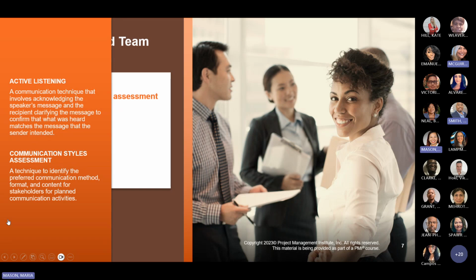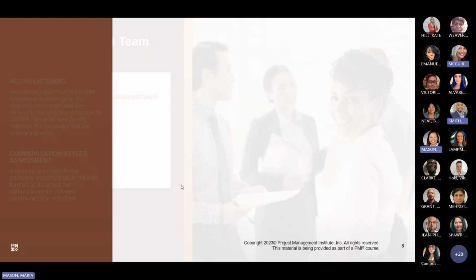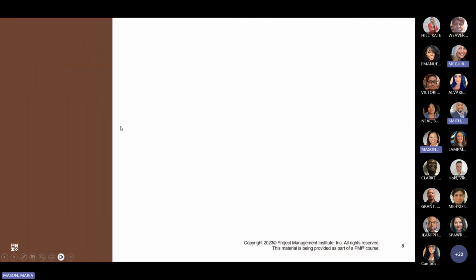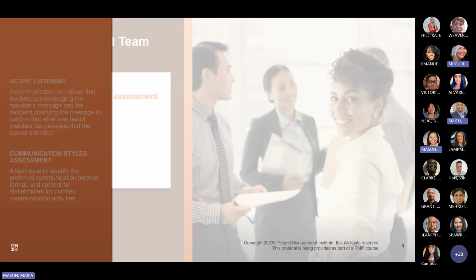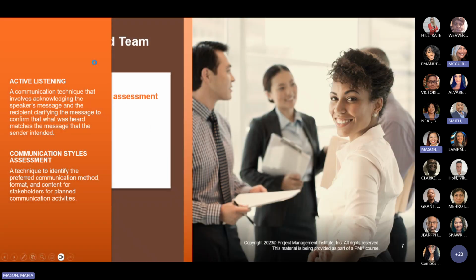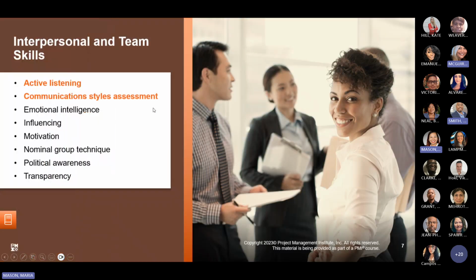Another definition that's here is the communication styles assessment, which is a technique to identify the preferred communication method, format, and content for stakeholders for planned communication activities. We know that not everybody likes to communicate in the same way, so it's important that you're communicating with people in the method that they prefer.